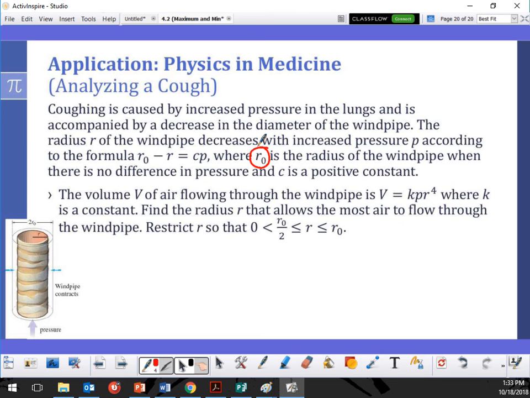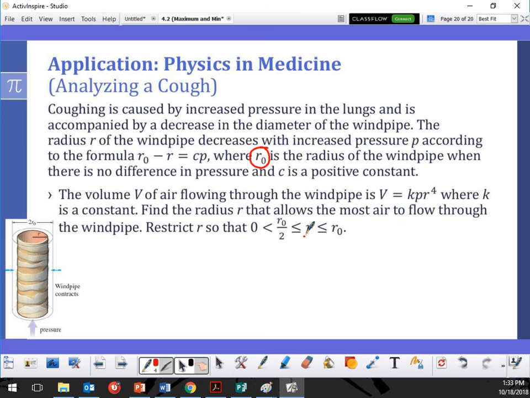Okay. There's no difference in the pressure, right? So there's no difference. So it should be fine, right? That should be your starting, right? Okay, so now we're finding R, and we know R has to be less than that, right?